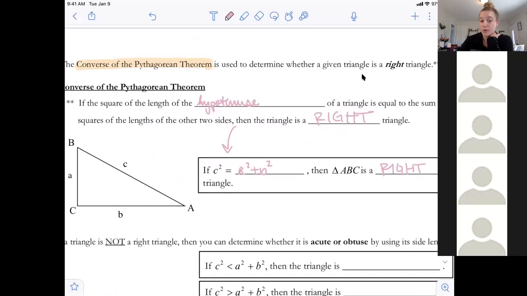So again, we don't know it's a right triangle. We're proving that it is. We're going to say, okay, if c squared equals a squared plus b squared, then we have a right triangle. Okay, everyone okay with that part?